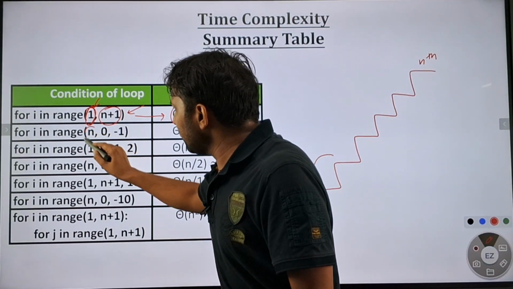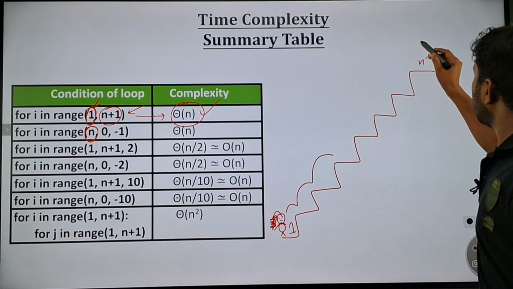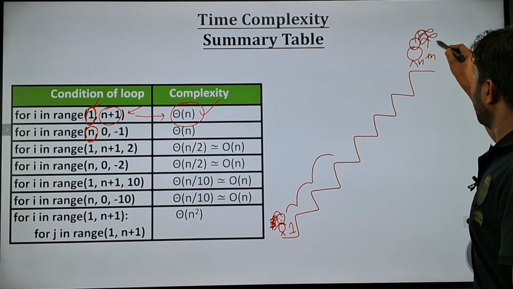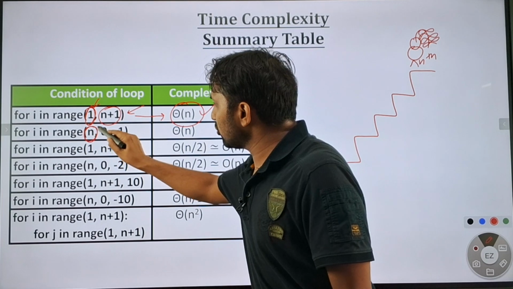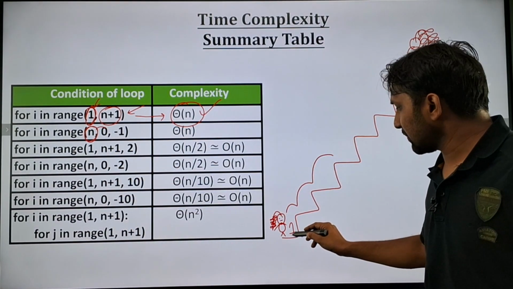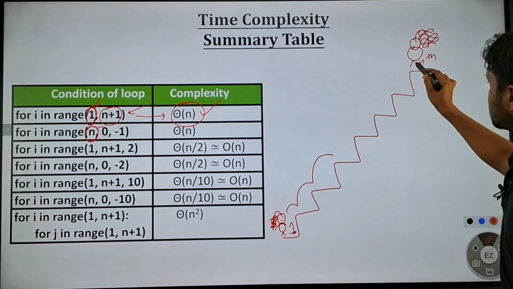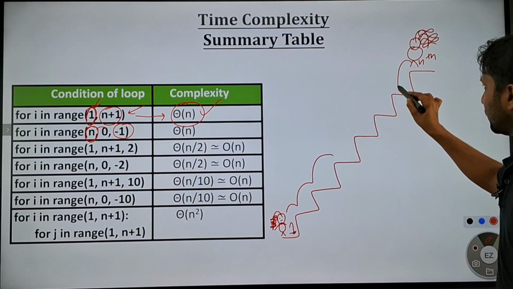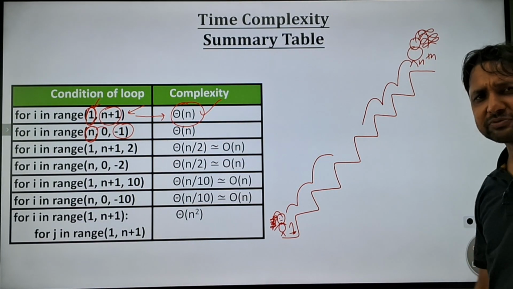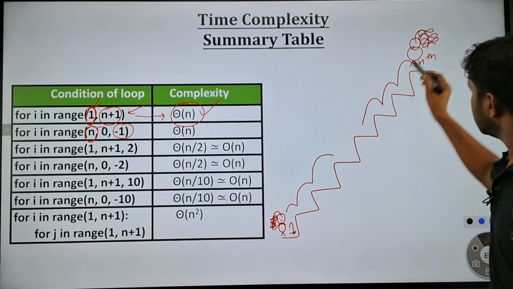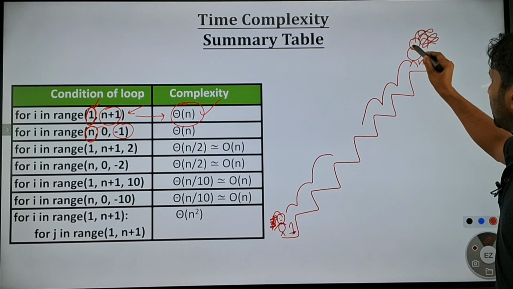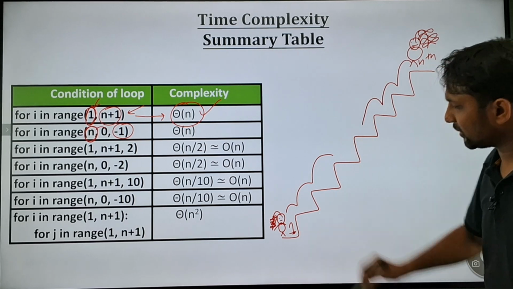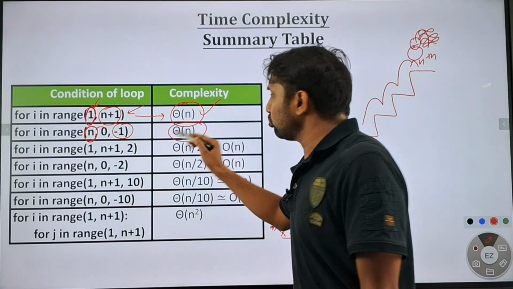And if somebody is at the nth step, maybe there is another girl standing at the nth step, and she wants to come down to the 1st step. Every time she takes one step downward. In how many steps will she reach the 1st step? She will also take n steps. So order of n time.